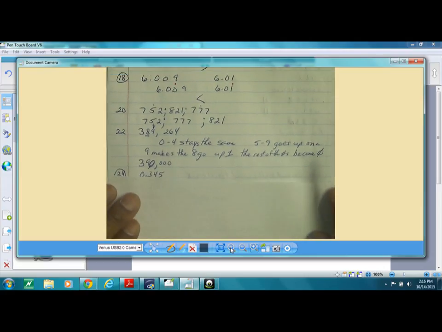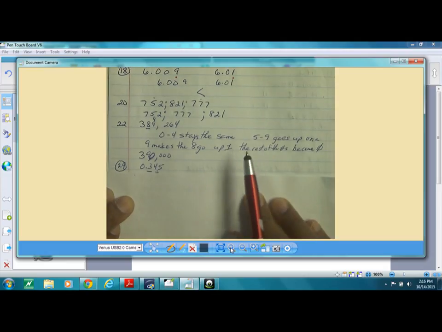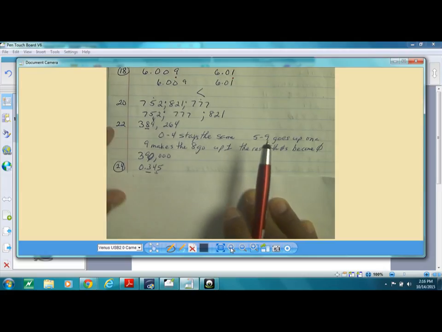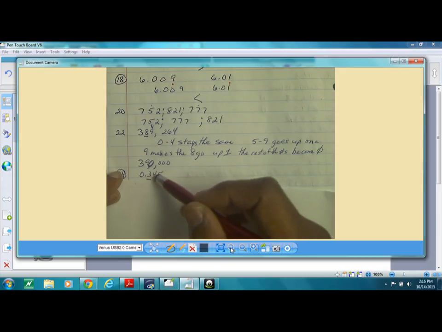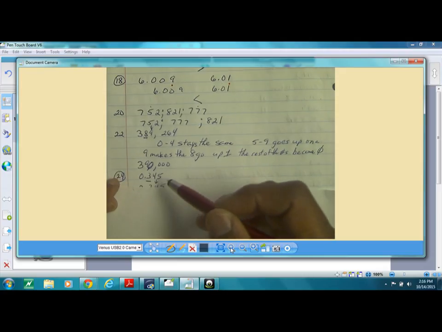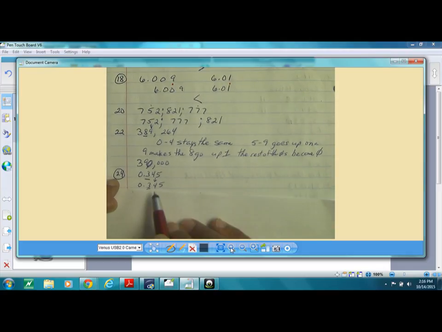Let's move on to number 24. Number 24 asks that we round to the place value indicated as well. So we're rounding to the 10th place, so we have to look at the 100th place. We look back at that rule, there's a 4. 0 to 4 means that the place that you're rounding to stays the same. This number is a 4, so this number stays the same. Everything else becomes a 0.